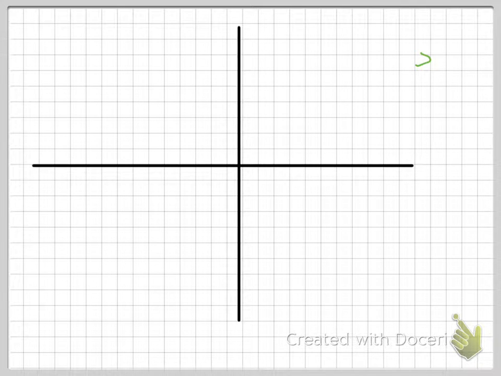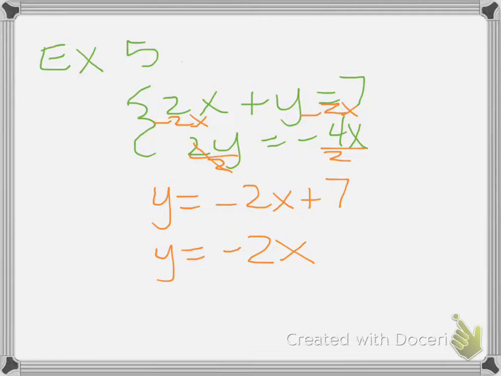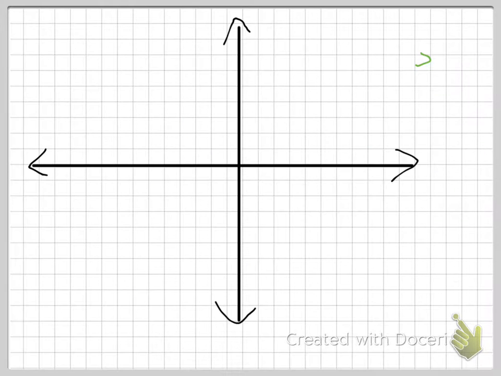So negative 2x plus 7. Let me draw my axes. Oops. Whoops. There we go. And I had, well, I can't remember the line now. So negative 2x plus 7 and negative 2x.